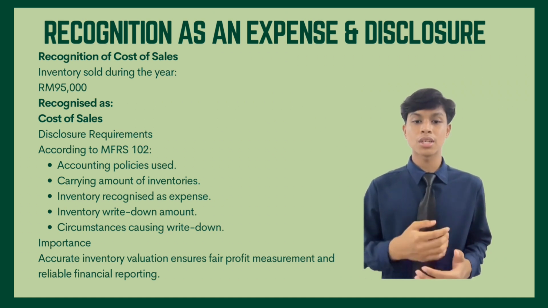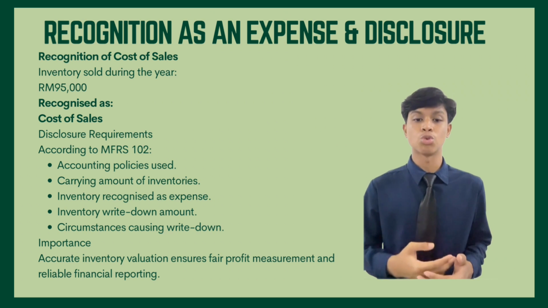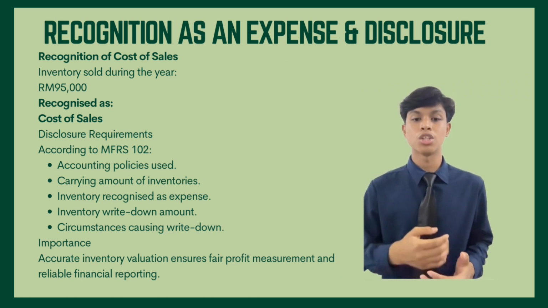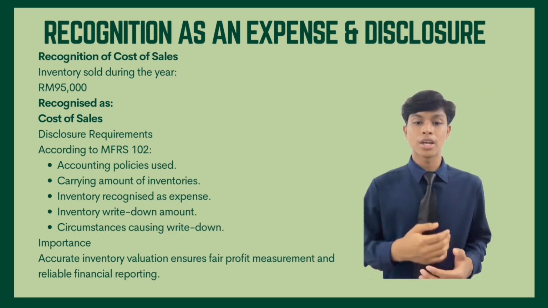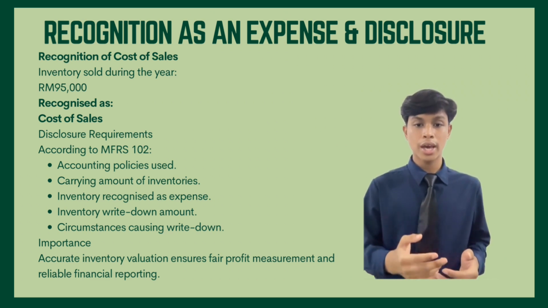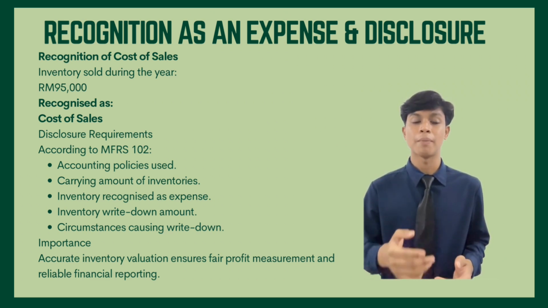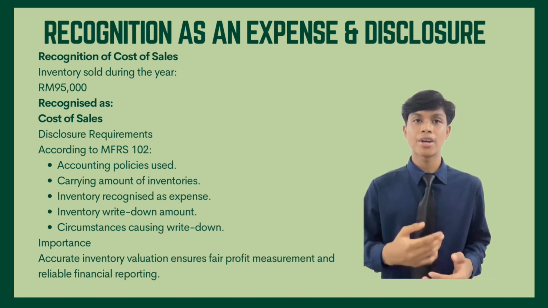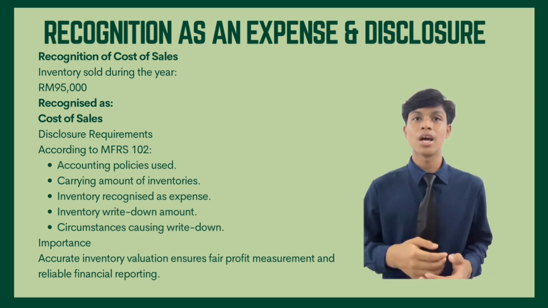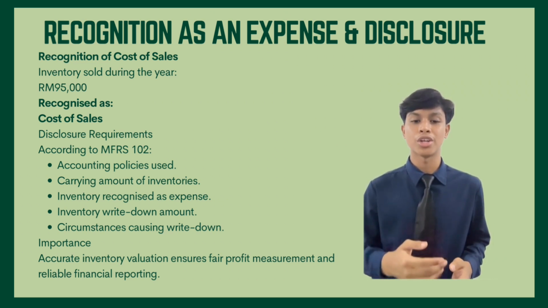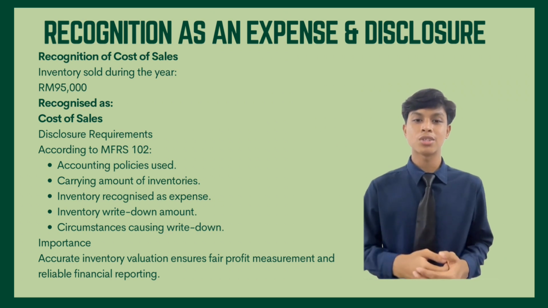Besides recognition and measurement, MFRS 102 also requires several disclosures. The company must disclose the accounting policies used in measuring inventories, the carrying amount of inventories at year-end, the amount recognized as cost of sales, and any inventory write-downs recognized during the period. In the case of Bright Mart Trading Sdn Bhd, the 5,000 ringgit write-down and the technological obsolescence affecting product C should also be disclosed. These disclosures help improve transparency and provide useful information to stakeholders. That's all from me. Okay, now I will pass to the next presenter.